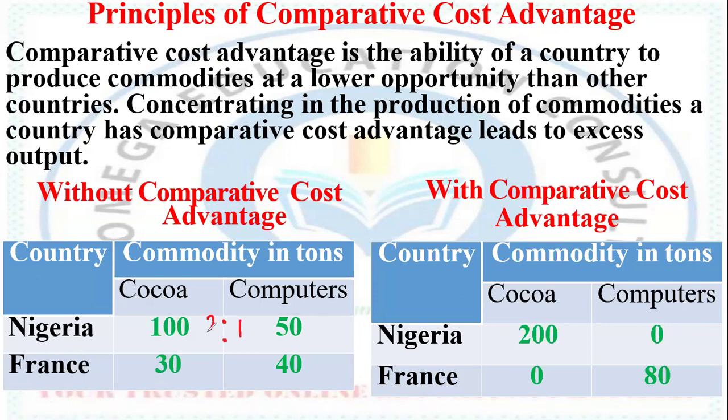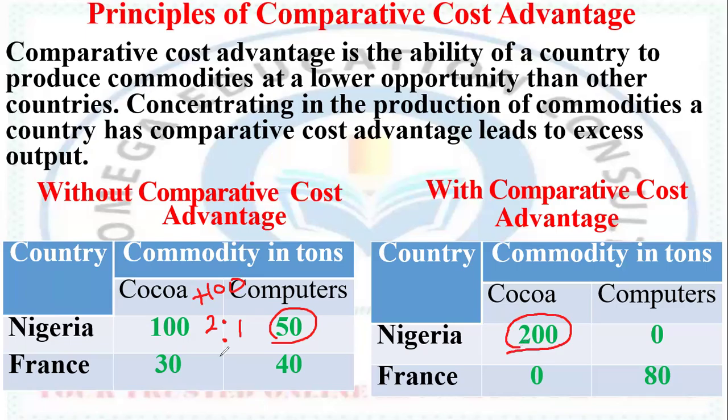2, meaning every 1 ton of computer will give Ghana 2 tons of cocoa. So converting 50 tons of computers to cocoa will give Ghana an additional 100 tons of cocoa. That will result in Ghana having a total of 200 tons of cocoa.